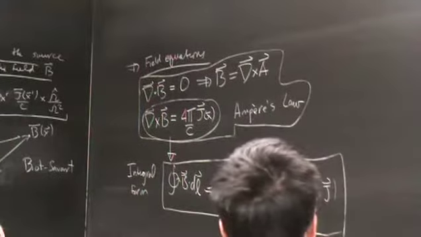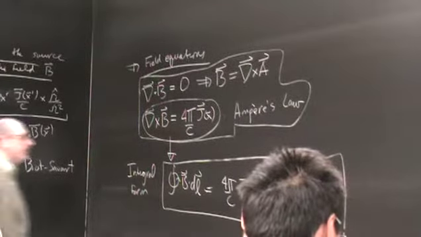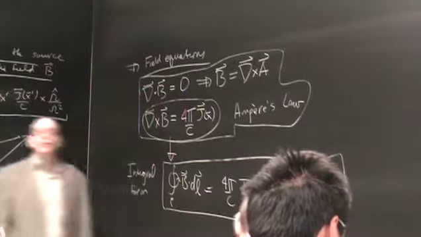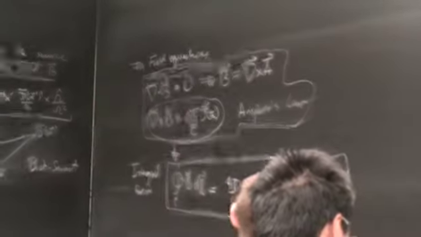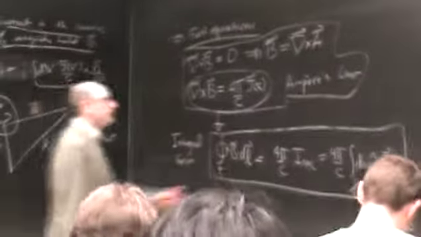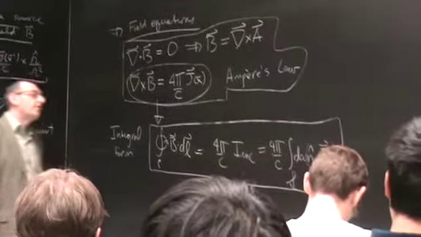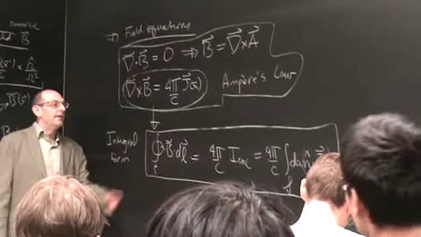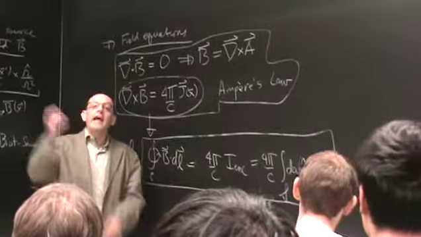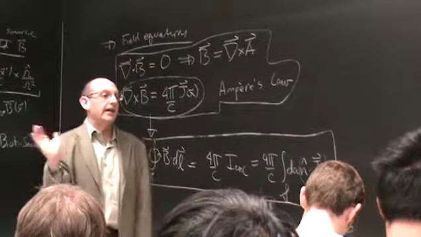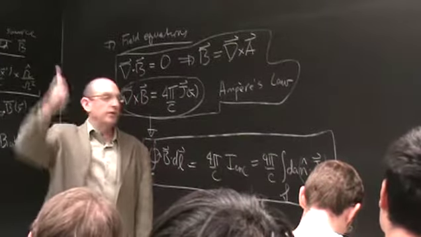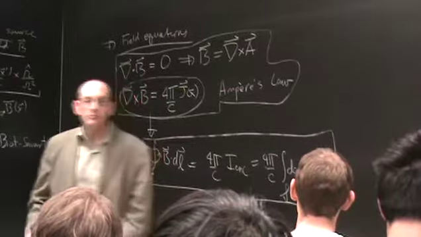Okay? So the integral form says that the circulation integral of the magnetic field around a closed contour is related to the flux of the current density through the surface enclosed by it, with the right-hand rule relating the circulation integral to the direction of the flux. Okay?